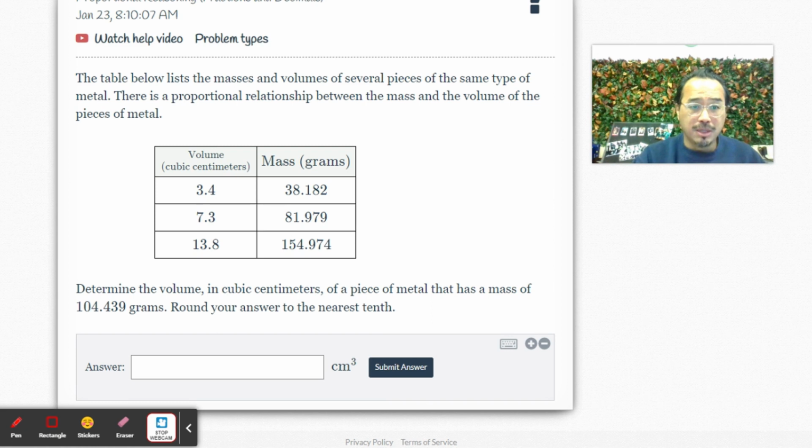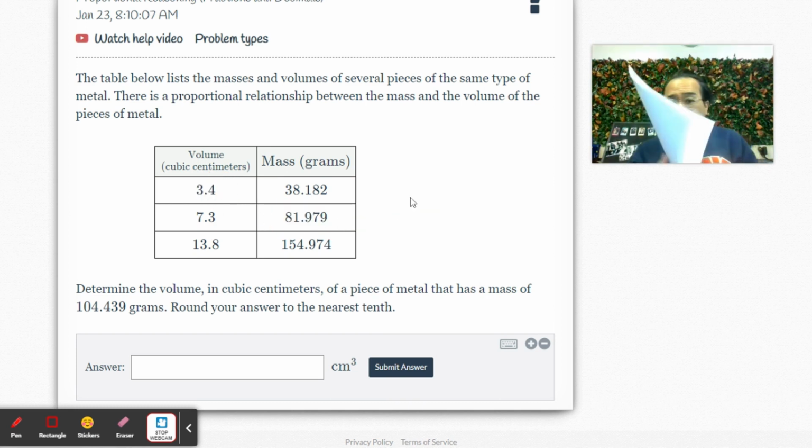So I'm going to use the first one. The volume is 3.4, and the mass is 38.182. However, if you pick this line here and use 3.4 for volume, you have to use this for mass. You can't just pick any old number. For example, you can't pick 3.4 and then pick 81. You can't do that.